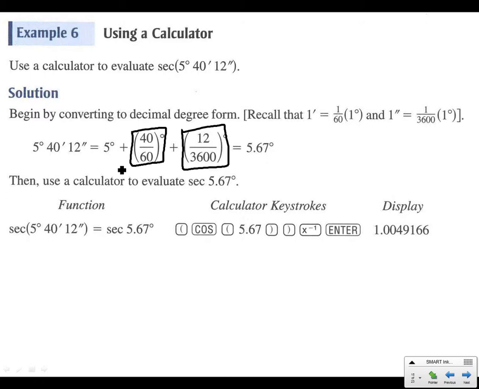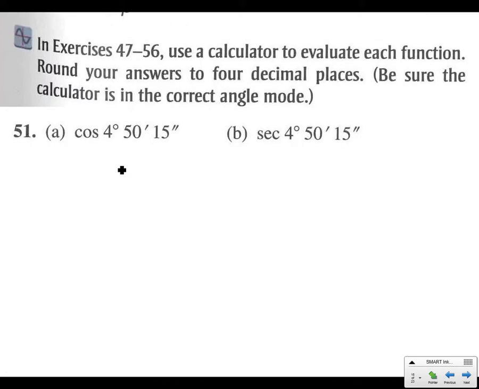We want to find the secant of that. We don't have a secant button on our calculator, but we sure have a cosine button. And secant is the flip of cosine. So this would be the steps to plug it in. Cosine of 5.67. Then we want to do the reciprocal, which is the x to the negative 1 button. Hit enter, and you're going to get 1.004916. Your turn on 51. See if you can get A and B to come out with the correct answers.